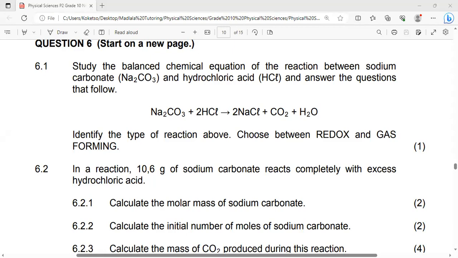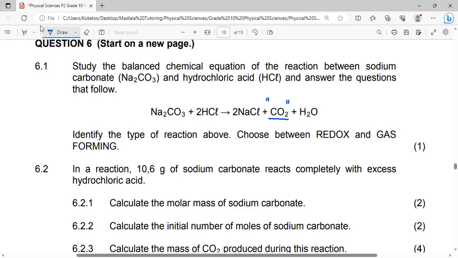So the first question says, identify the type of reaction that is above. So tell us if it's a redox or if it's a gas-forming reaction. Here we know it's a gas-forming reaction because we have the presence of carbon dioxide gas as a product. We can see that. So carbon dioxide is a gas, yes, meaning it's a gas-forming reaction. Okay, that's fine.